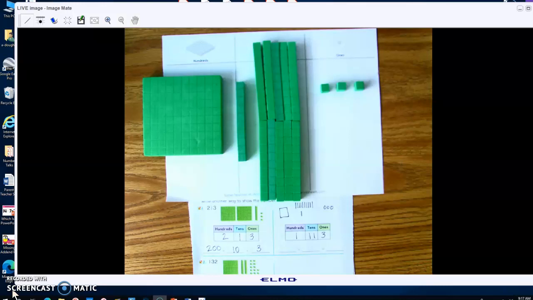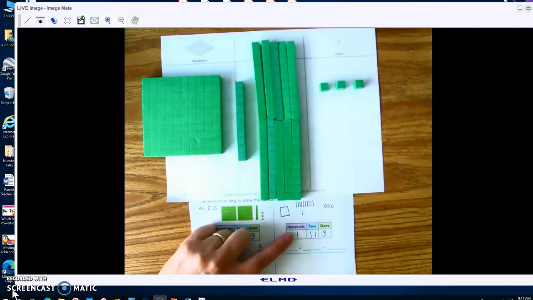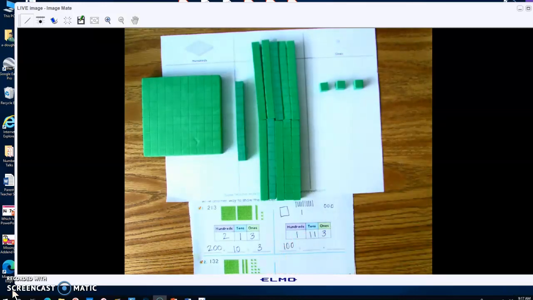Okay, now what would my expanded form be? What is the value of my 1 hundred? What is the value of my 100, Lily? What am I going to write here? Am I going to write a 1 here? No, it's not just a 1. It's a 1 what? What is the value here? What space is this in? The hundreds, tens, or ones? What place is this in? 100. So it's 100. 100 is my value.